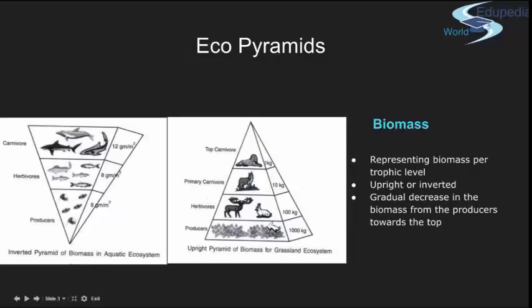Producers have higher biomass in a grassland ecosystem, whereas top predators are less in biomass, whereas in aquatic ecosystems, producers would be, for example, photosynthetic microorganisms, bacteria or any other type. So their biomass is less than the top predator here, the carnivores, which are much bigger in biomass than the beginning of a food chain or a food pyramid, represented here by microorganisms.